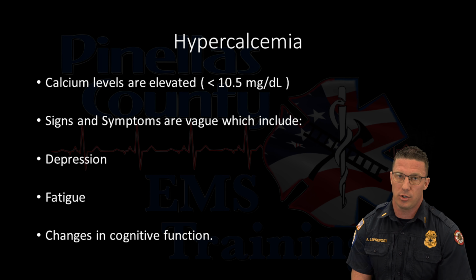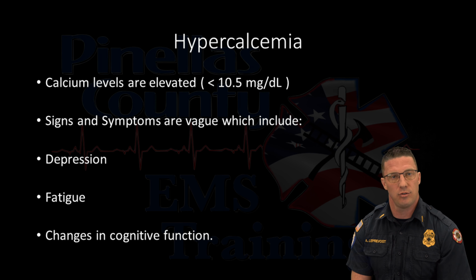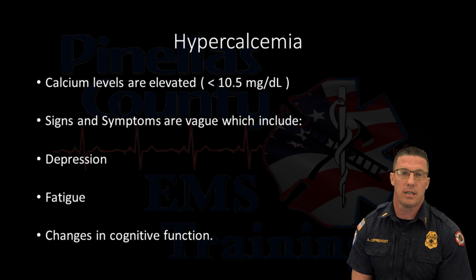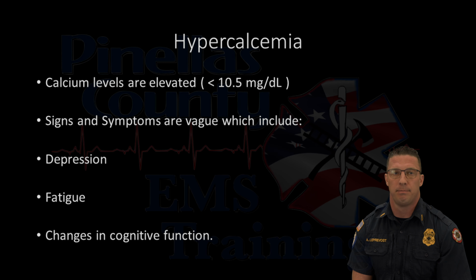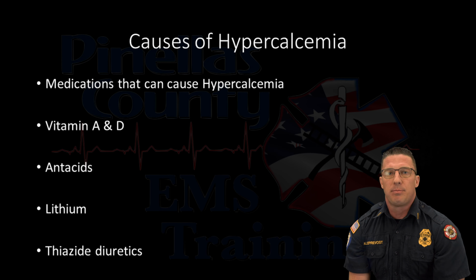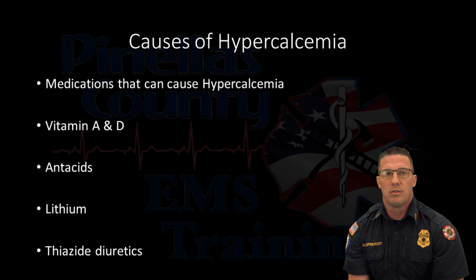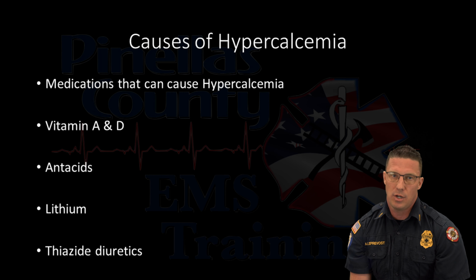These symptoms include depression, fatigue, and cognitive changes. As these levels increase, more GI symptoms are noticed like nausea, anorexia, constipation, and abdominal pain. There are numerous causes and disease processes that can display hypercalcemia. The most common asymptomatic patients who are ambulatory may have hyperparathyroidism. To remember all of them would be a challenge.